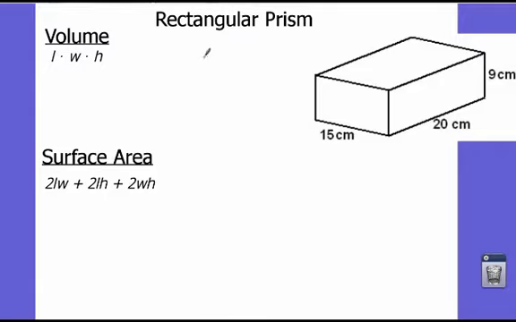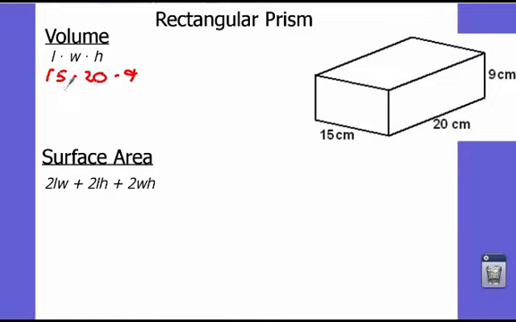So, to find the volume of a rectangular prism, we're going to use the following formula. The length times the width times the height. Now, it doesn't really matter which one we pick to be the length, the width, and the height. We're going to get the same answer either way. So in this case, we're going to say that the length is 15, the width is 20, and our height has to be 9 then.